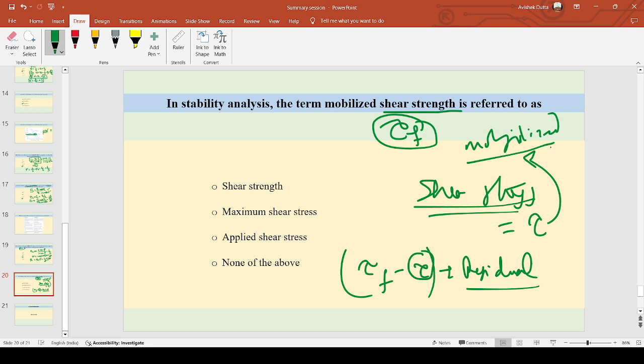Hence we can conclude that the mobilized shear strength refers to nothing but the applied shear stress, or that part of the shear strength which is being used up to resist the applied shear stress, and it is equal to the applied shear stress. So the answer is option number 3, applied shear stress.